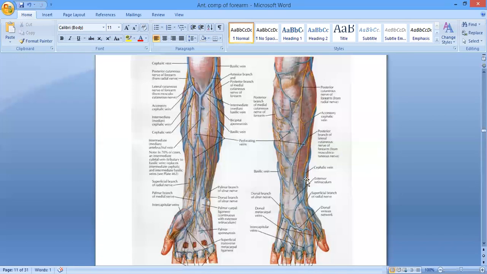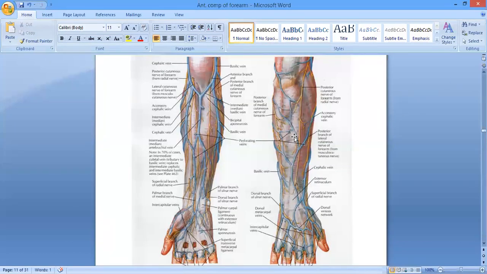Then it winds around the lateral border of the forearm and comes to lie anterior. You see over here, right? It starts from the lateral aspect of the dorsum of the hand, and when it reaches near the wrist, it curves around the lateral border of the forearm, comes to lie anterior and runs on the anterolateral aspect of the forearm. Here, you can see. Is it clear?